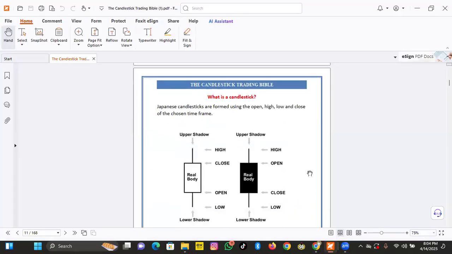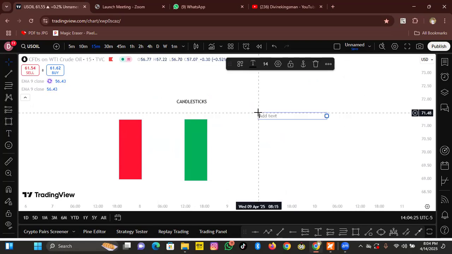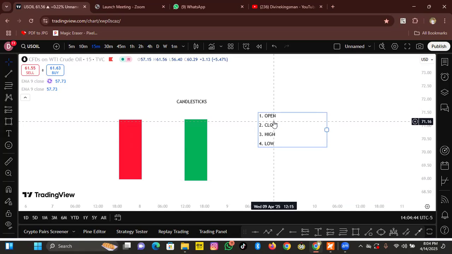So now the candlesticks are formed using what we know as the open, the low, the close. That is based on the time frame you are using. So let me type it. It's formed using what we know, number one, as the open, number two, the close, number three, the high, and the last one, the low. So each candlestick presentation has these four criteria: the open, the close, the high, and the low.